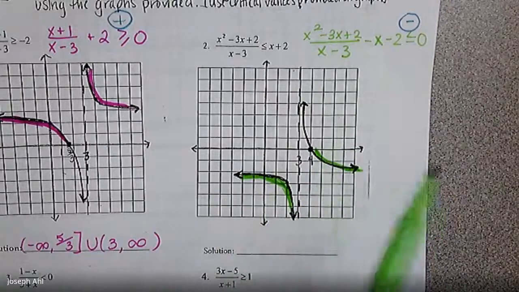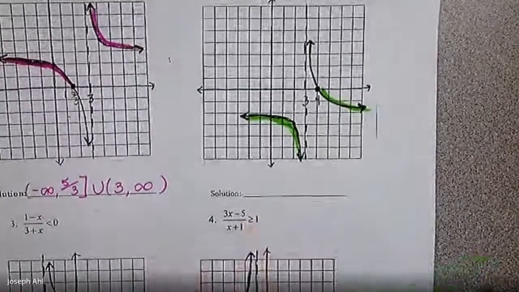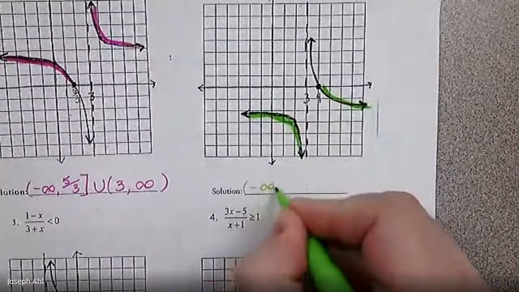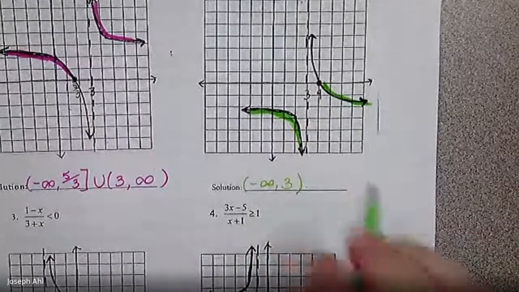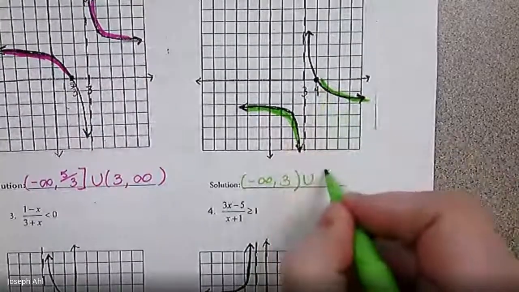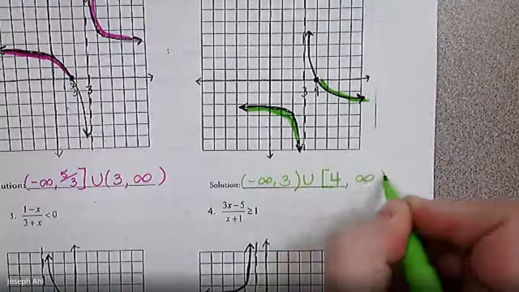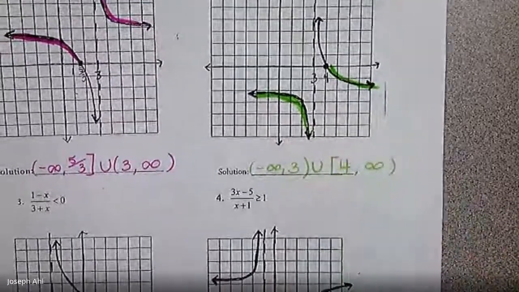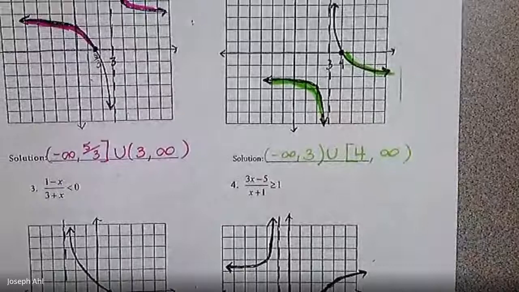So highlighting these regions might be nice in terms of being able to efficiently write my solution, which for this one would be negative infinity up to the vertical at 3, but don't include it. And then union, our x-intercept, we can include 4 because of the equal to 0 in the inequality. So union, then everything from 4 to infinity.